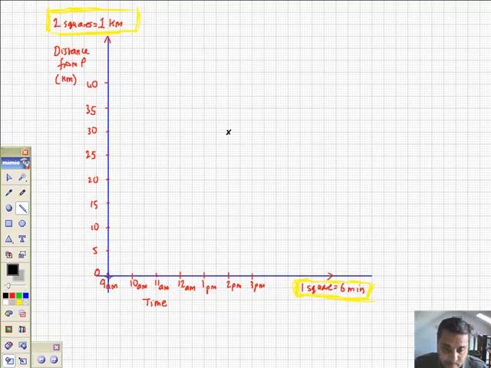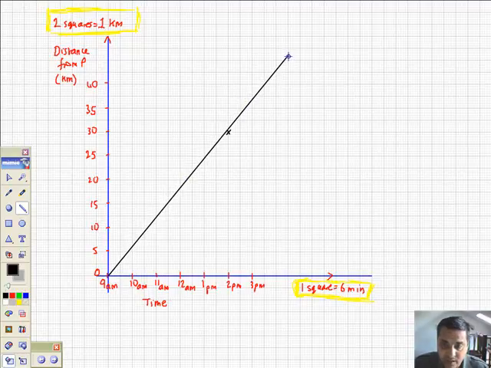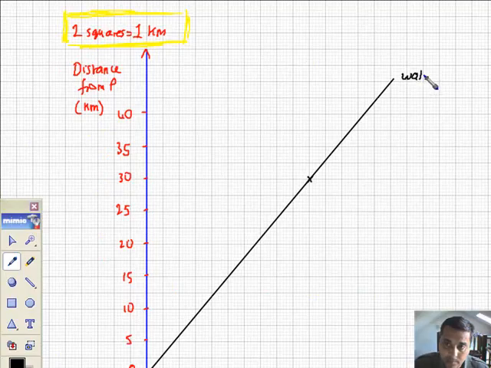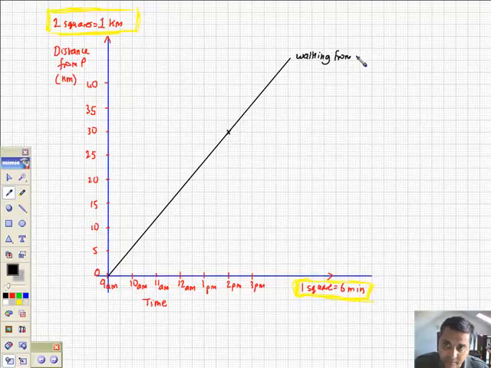Go to black, start at 0, 0. Now, I may not need all this information, but that's what I'm going to do. This is the person who's walking. And hopefully that should be fine.